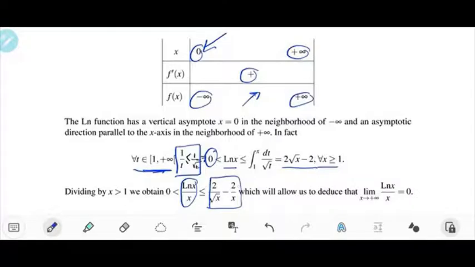So if we take the limit of this term when x tends to plus infinity, it's equal to 0. So ln of x over x tends to 0. And so the limit of f of x over x tends to 0 means that we have a horizontal asymptotic direction, so an asymptotic direction parallel to the x-axis.